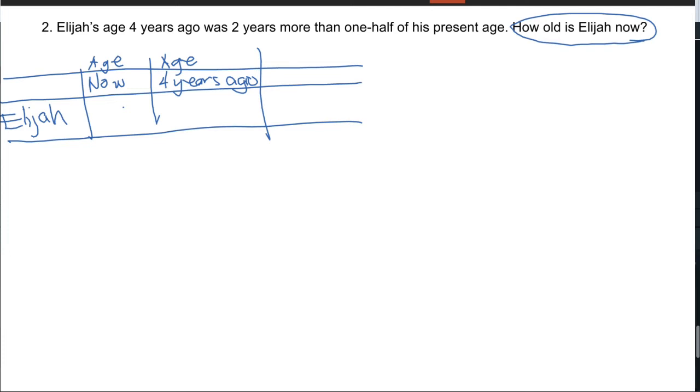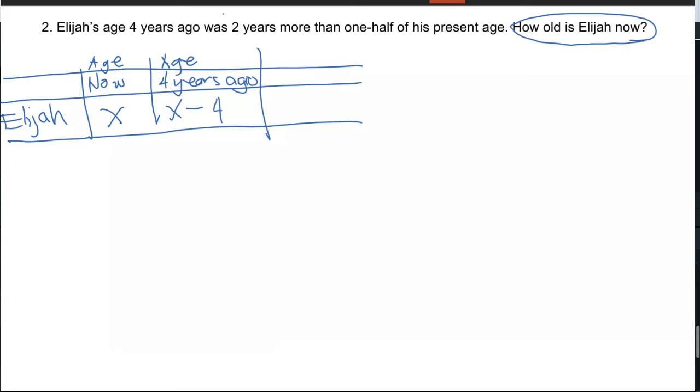When we read the word ago, meaning we are going to subtract the number of years ago. Therefore, in this instance, we note that x is the present age of Elijah and x minus 4 was the age of Elijah 4 years ago.